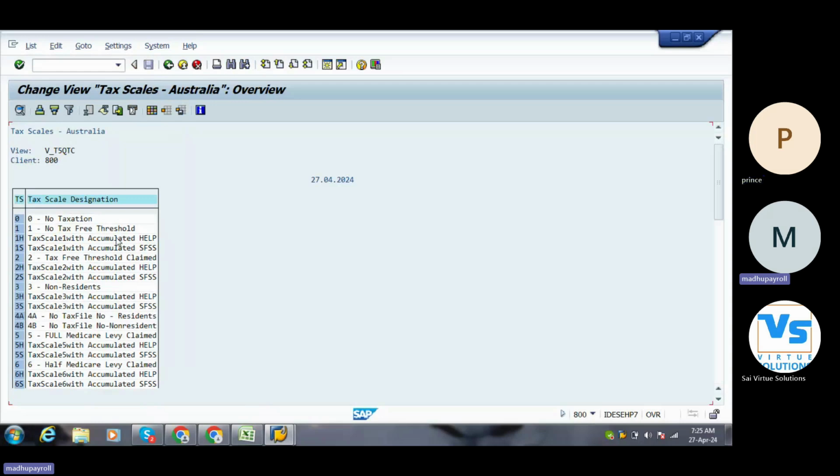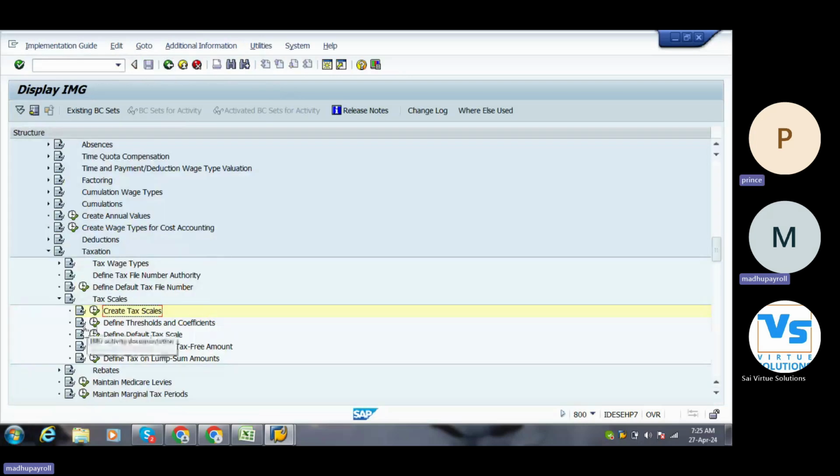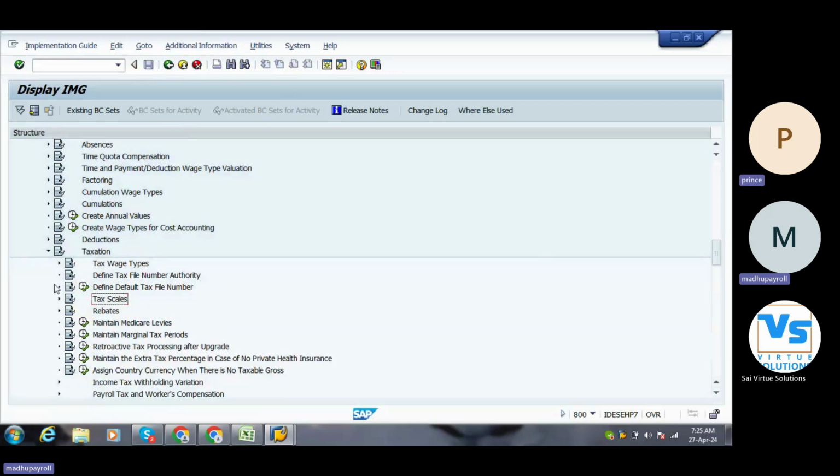This is almost all the tax tables: V_T5Q series. In Indian payroll, in most cases it is T_IN related. Like in US payroll T5U, here T5Q, Singapore payroll T5R, Malaysian payroll T5L. Such tables are there. This is the major difference in taxation.